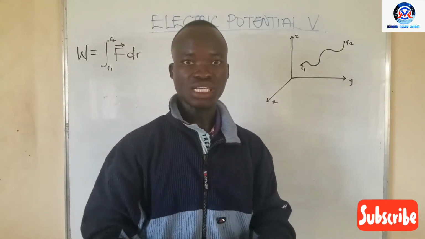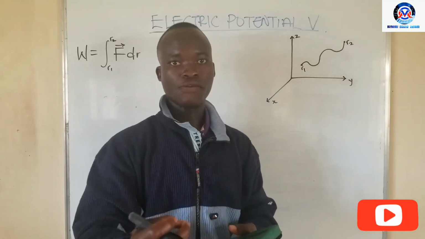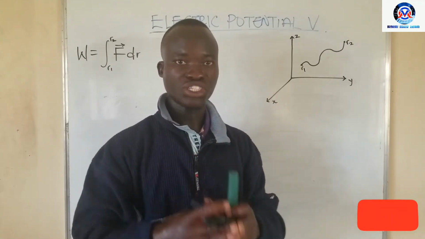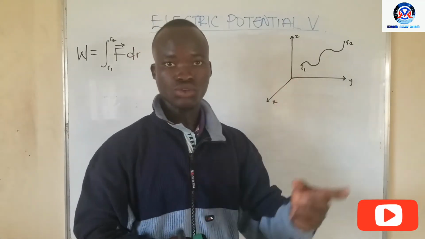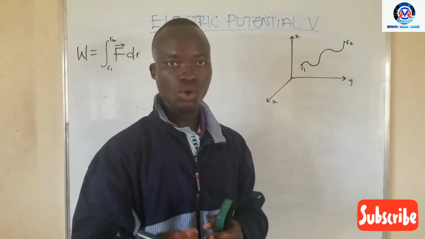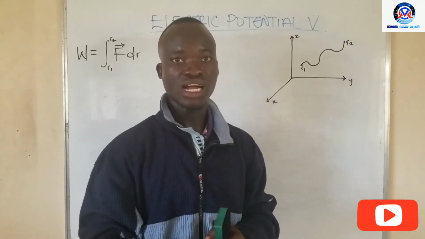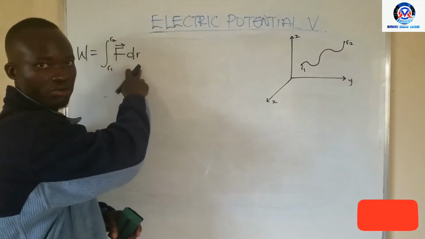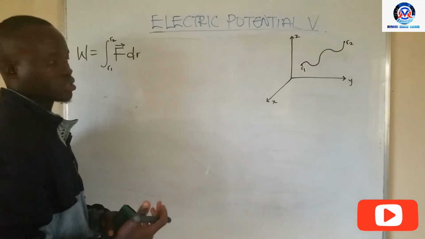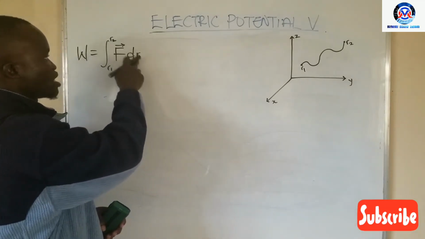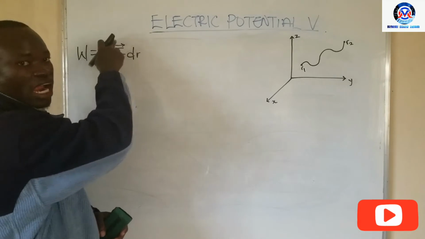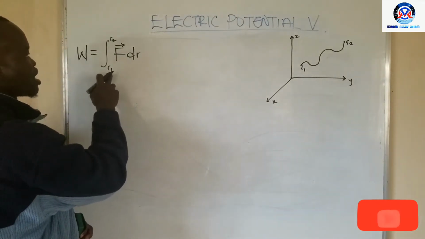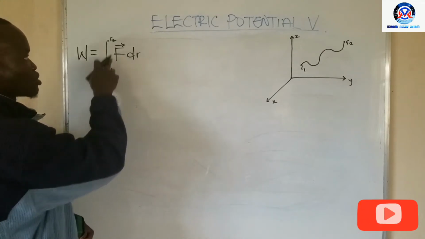We know that we have to take the tiny work done along the path from R1 to R2 and sum the tiny work done to get the total work done on the charge from R1 to R2. And the process of summing up the tiny work done led us to the integral of F dr. Yes, the process led us to integrating F dr from R1 to R2. So now, we have that the work done is the integral of F dr from R1 to R2.